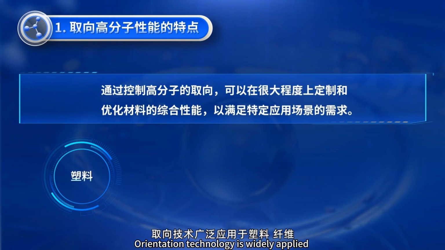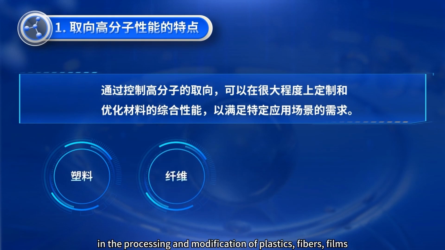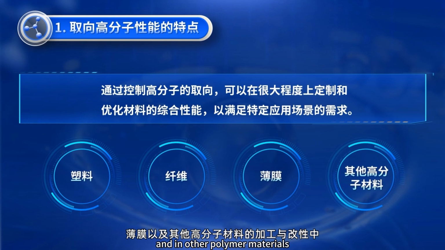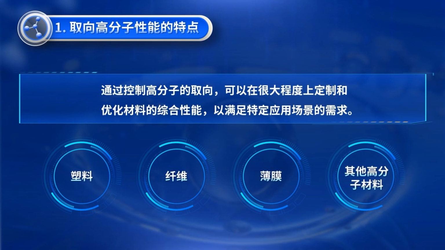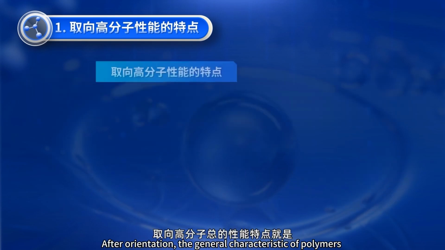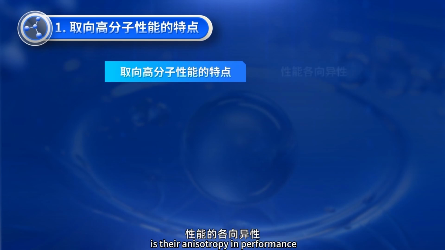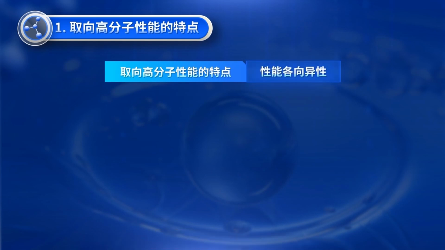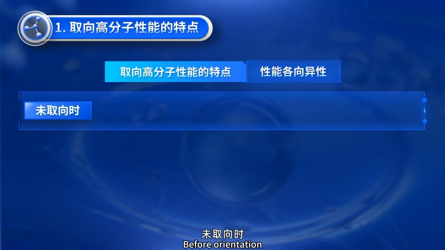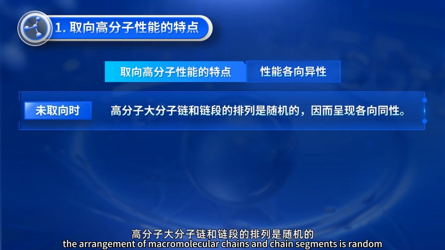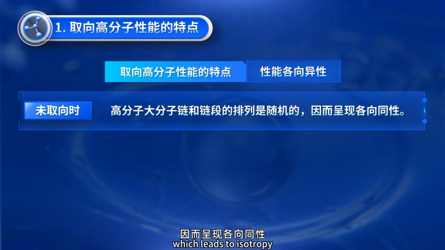Orientation technology is widely applied in the processing and modification of plastics, fibers, films, and in other polymer materials. After orientation, the general characteristic of polymers is their anisotropy in performance. Before orientation, the arrangement of macromolecular chains and chain segments is random, which leads to isotropy.